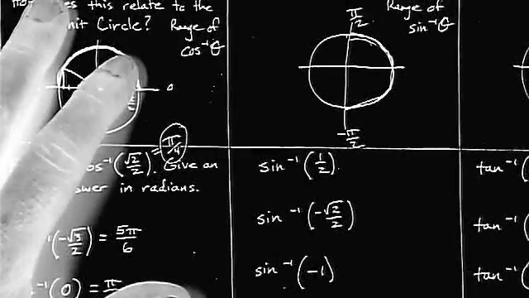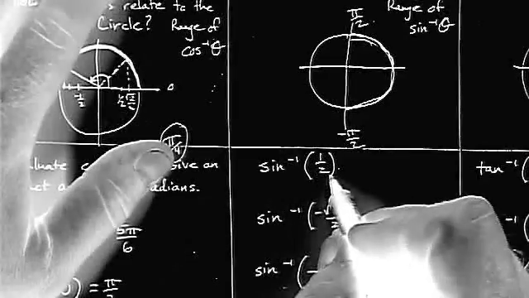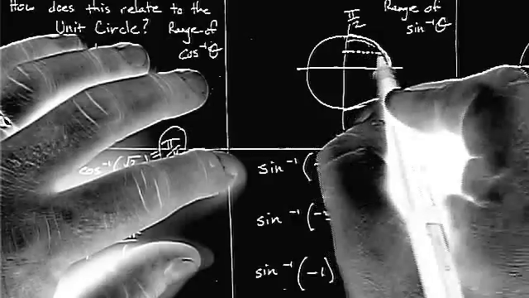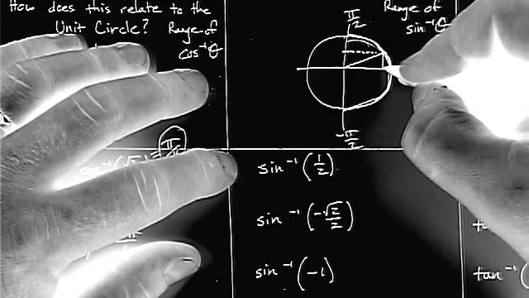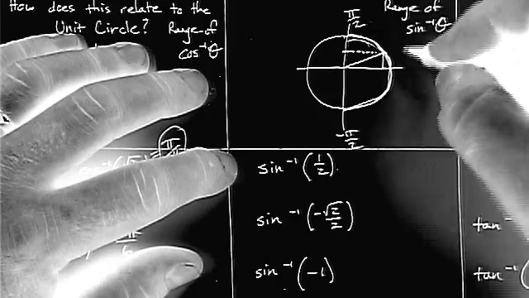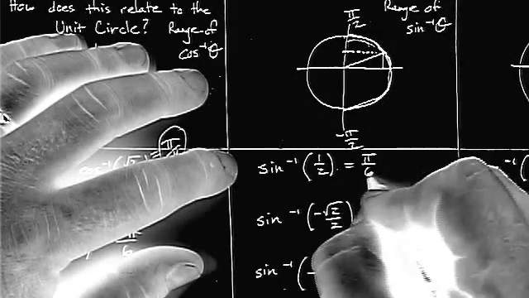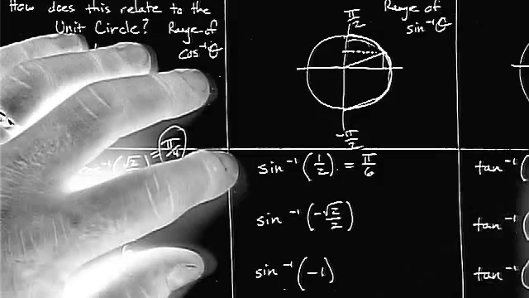Let's think about this. Sine inverse of 1/2. A y value of 1/2 right here. Oh, that's the 30, 60, 90 right triangle. And so that would be pi over 6, the 30-degree angle.